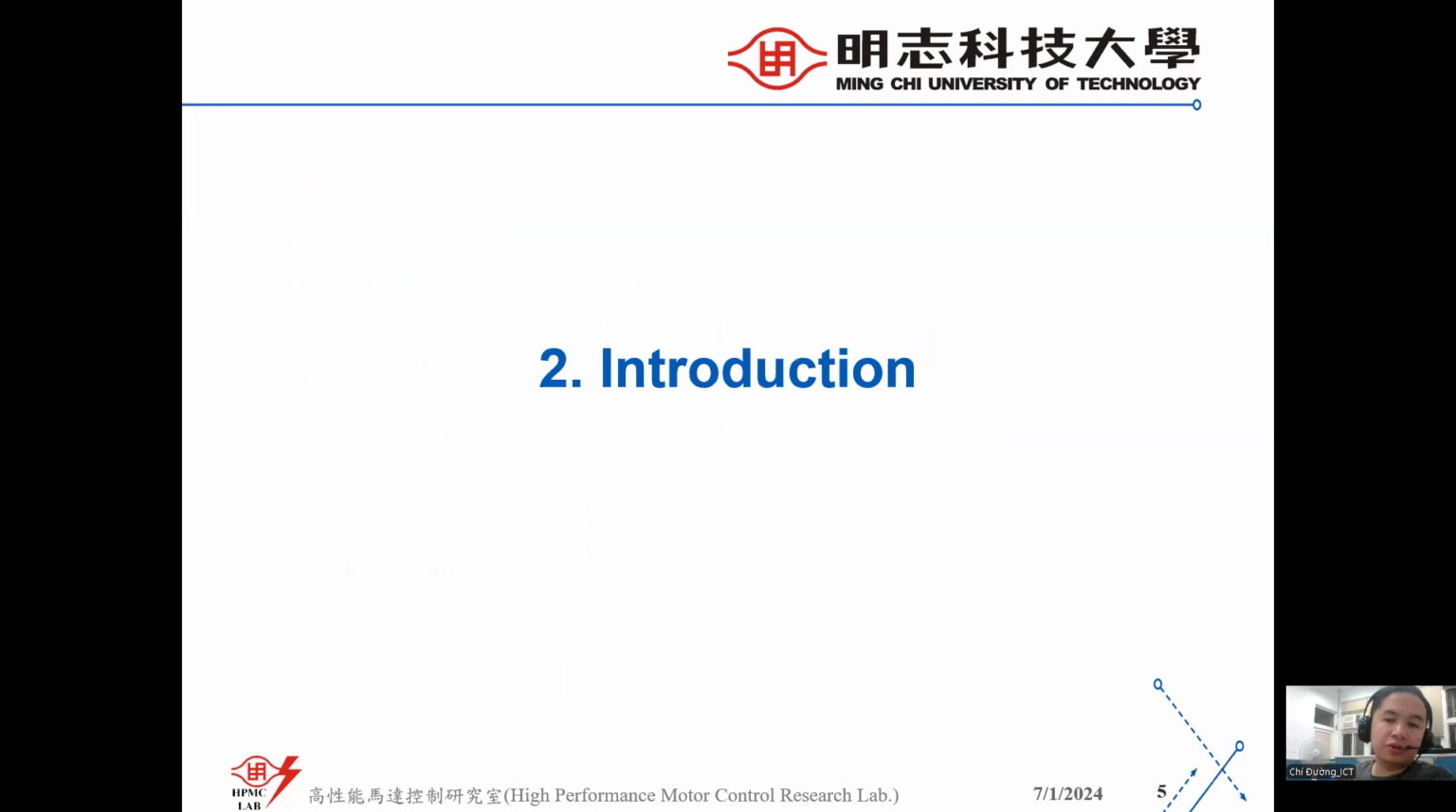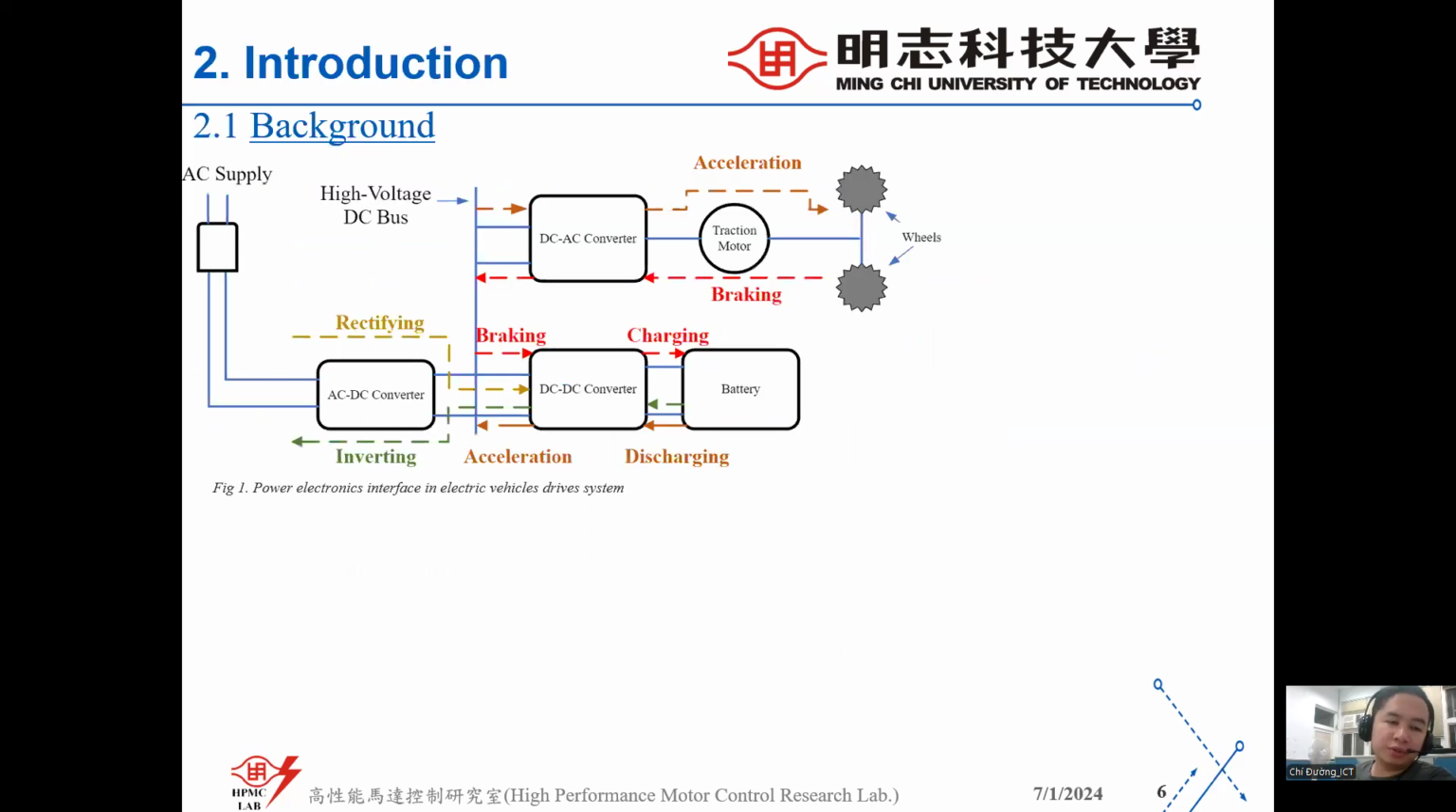And the next, introduction. The power electronic interface in an electric vehicle device: the input is either the AC supply, the output is either the charging. For the charging, there are two ways, for the battery and the induction motor, and the induction motor has two ways for charging the battery and discharging the battery.